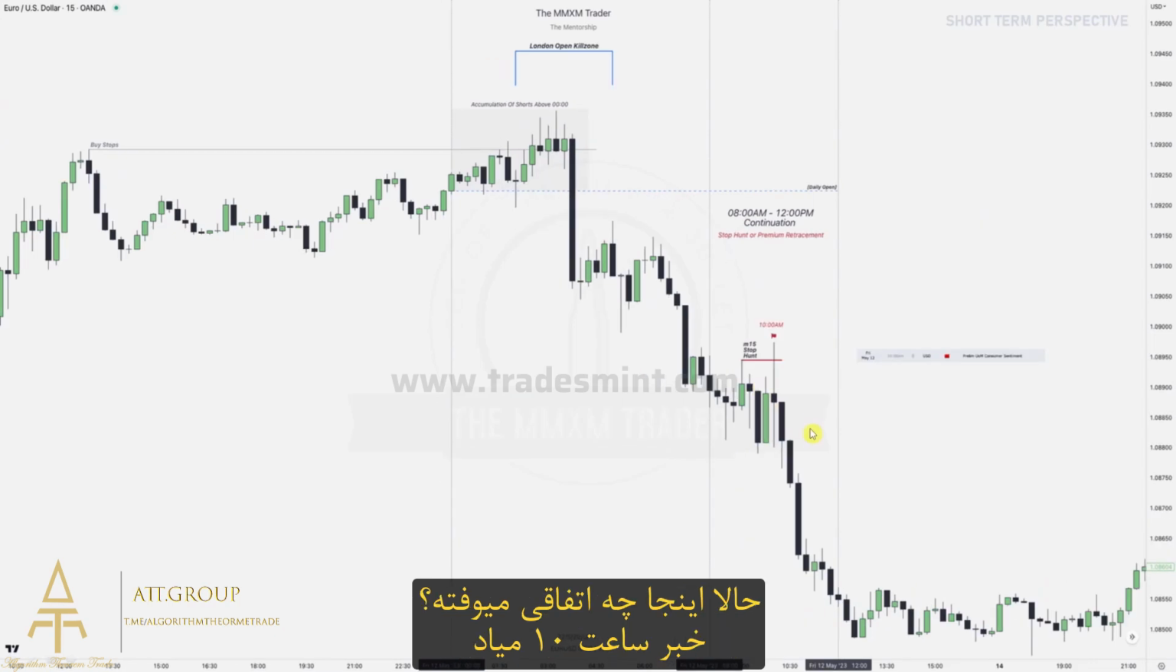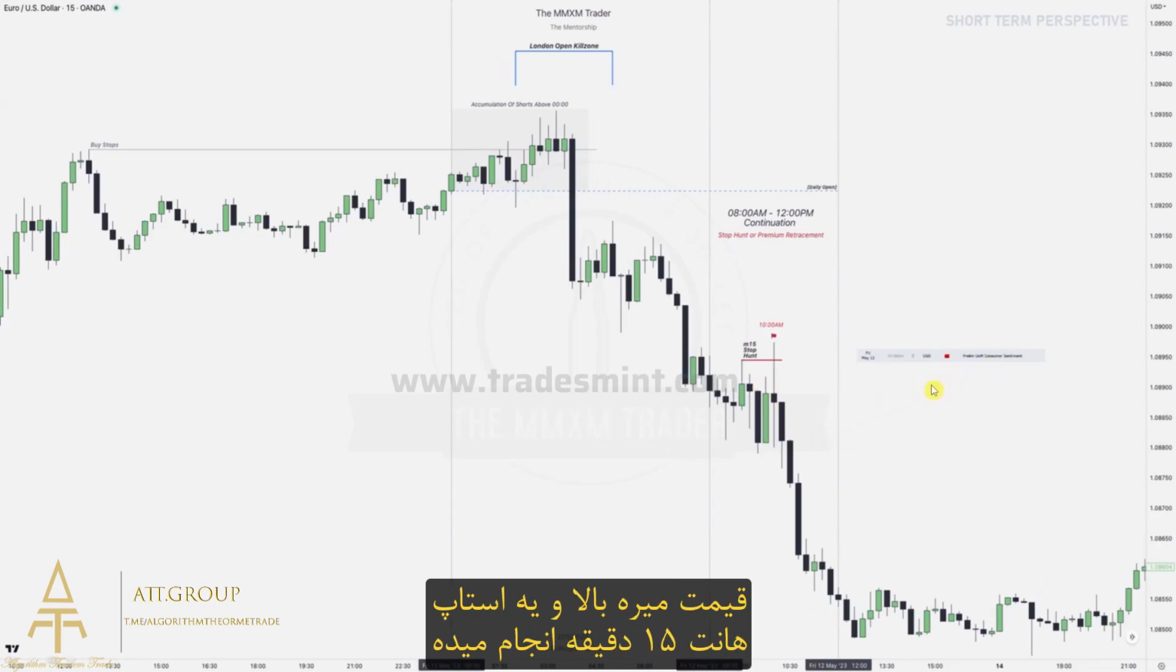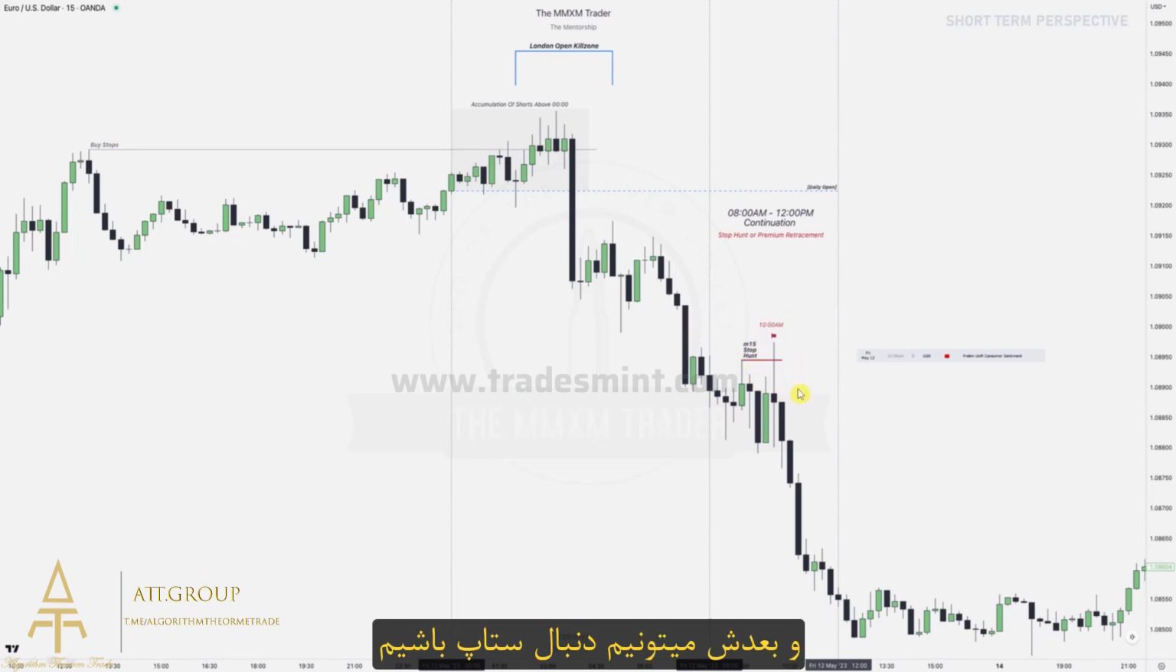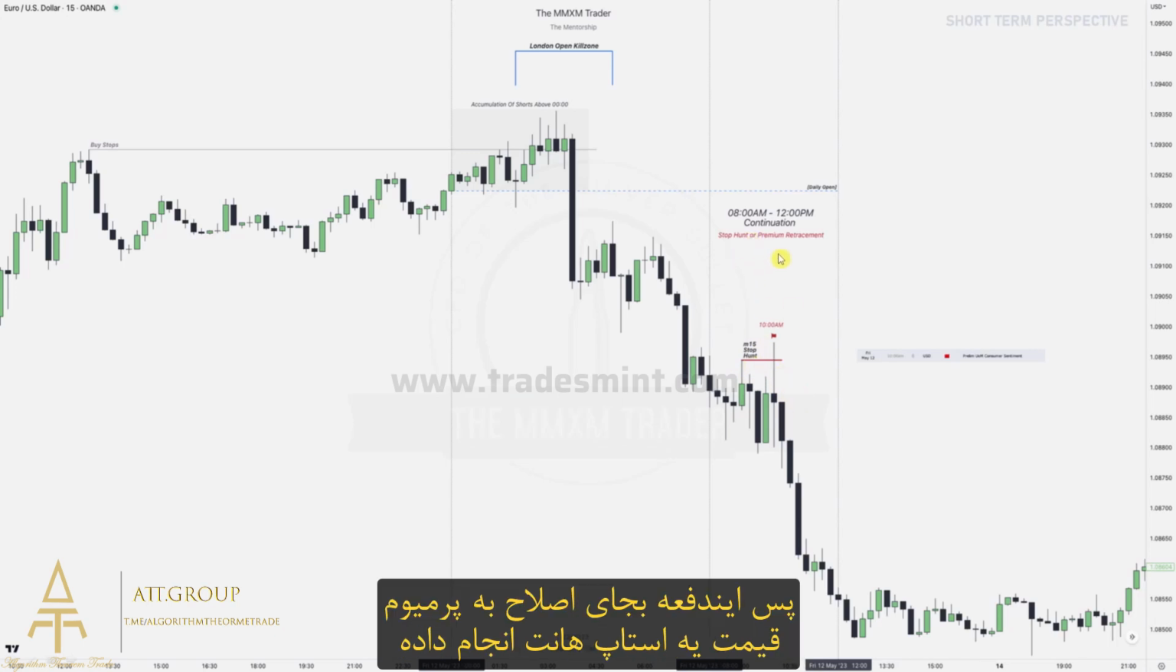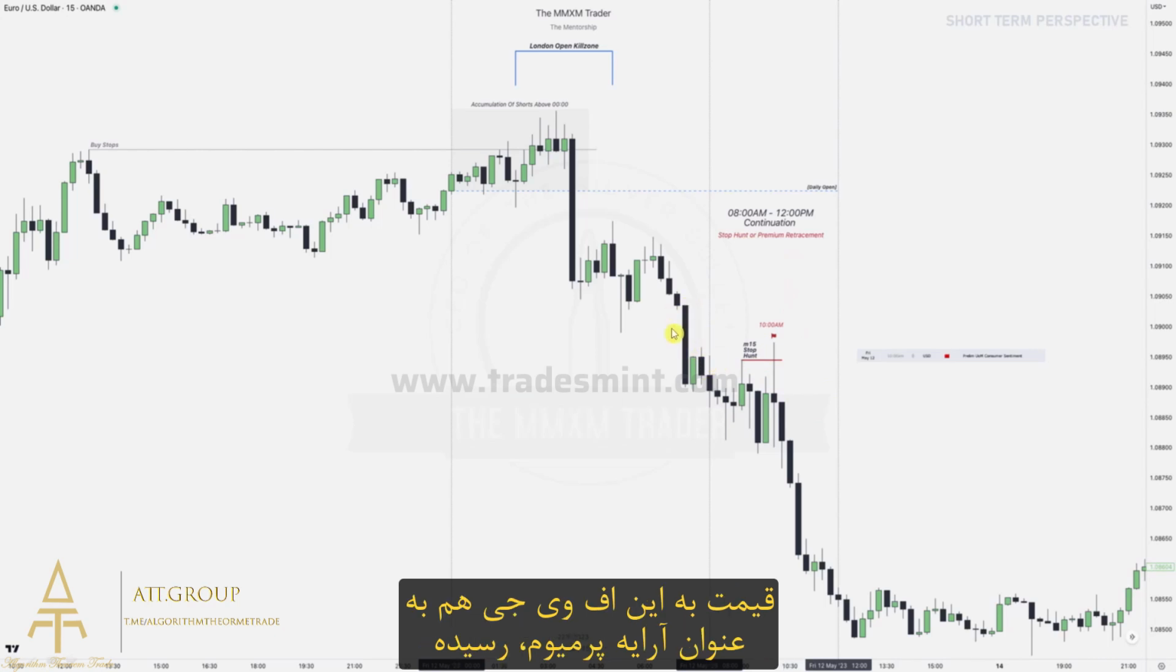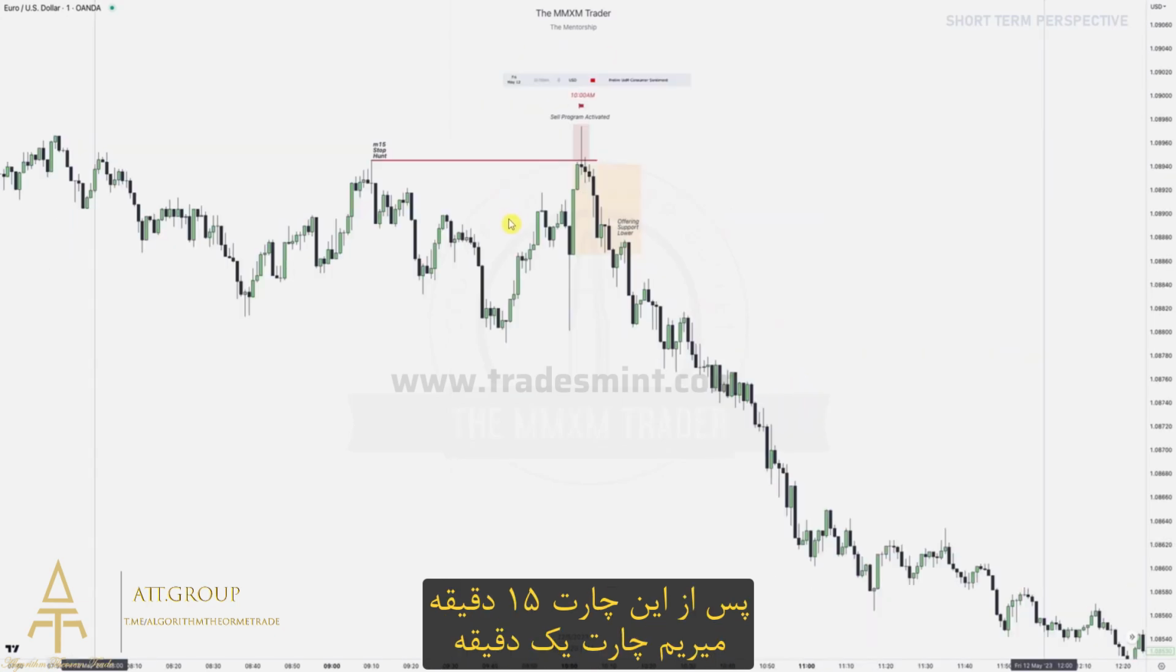right? So what happens over here? We've got that 10 a.m. news, right? Price drives up and does a 15-minute stop hunt, and after that we can look for our setup, right? So this time we did a stop hunt instead of a premium retracement, and we also went back into this fair value gap, right? That's a premium array. So from that 15-minute chart we dive into that 1-minute chart, right?